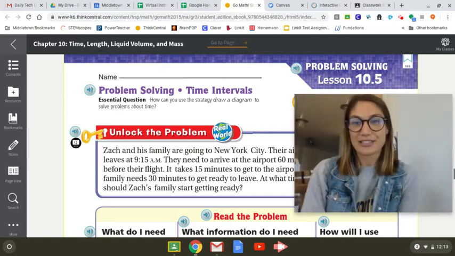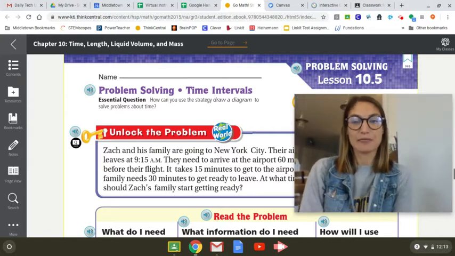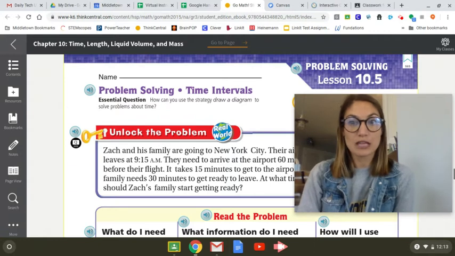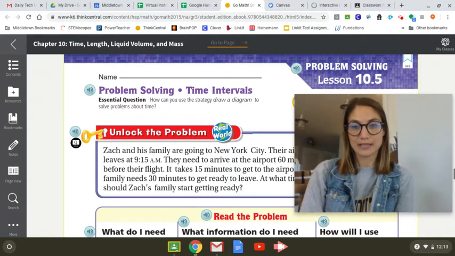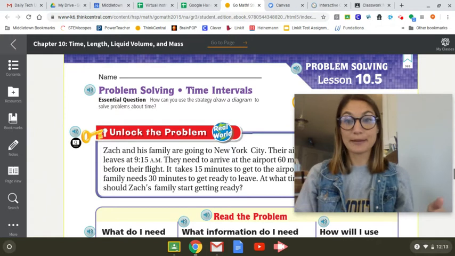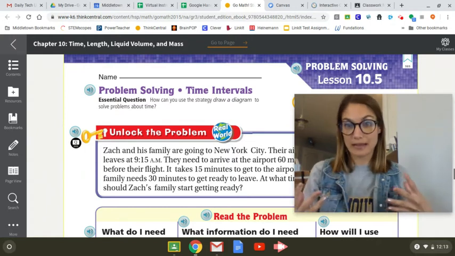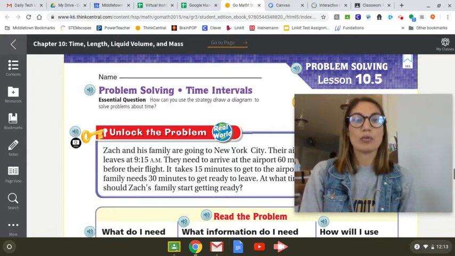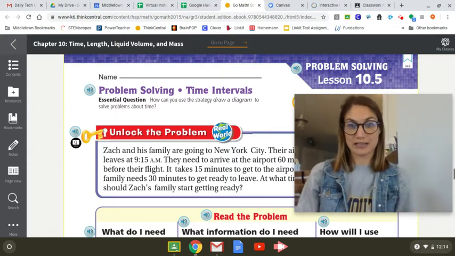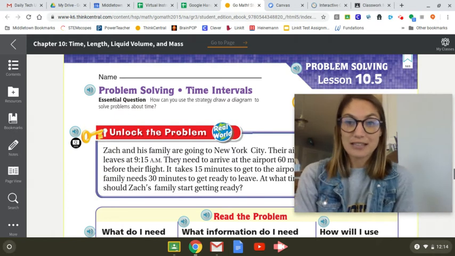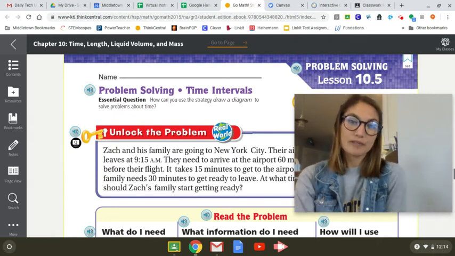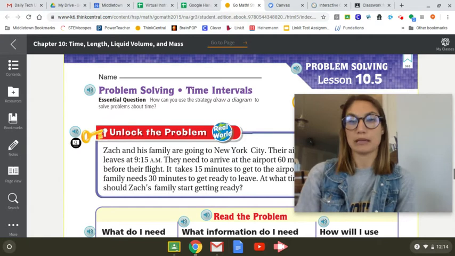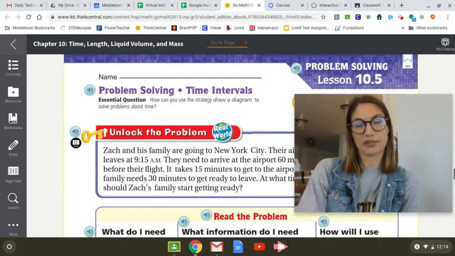Hi, mathematicians. So last time we met, we worked on solving problems that involve elapsed time. Remember, elapsed time is the time in between something, or how much time was spent, or how much time you need between two times, or if you're trying to find a start time or an end time. Today, we're going to be continuing that work, but with solving some a little bit more complex problems. But I know you guys are up for the challenge.